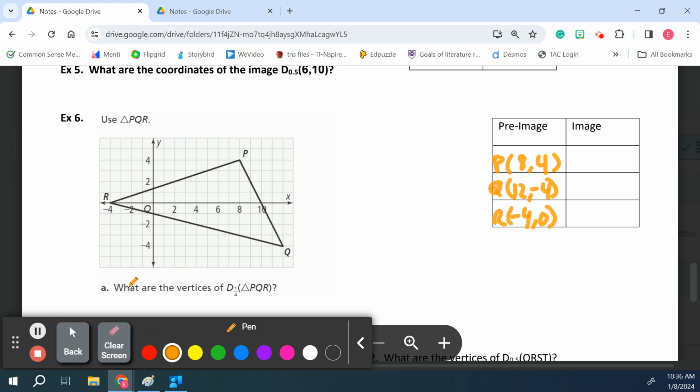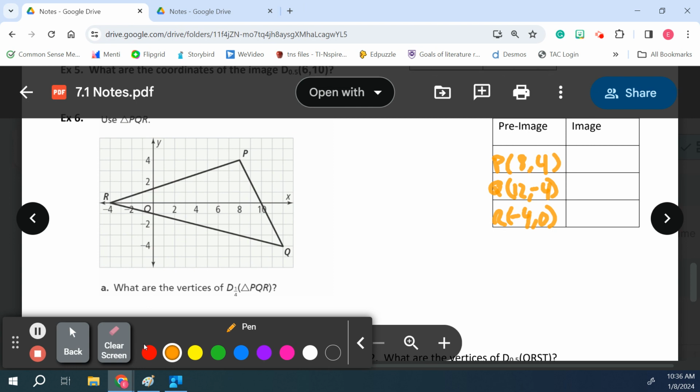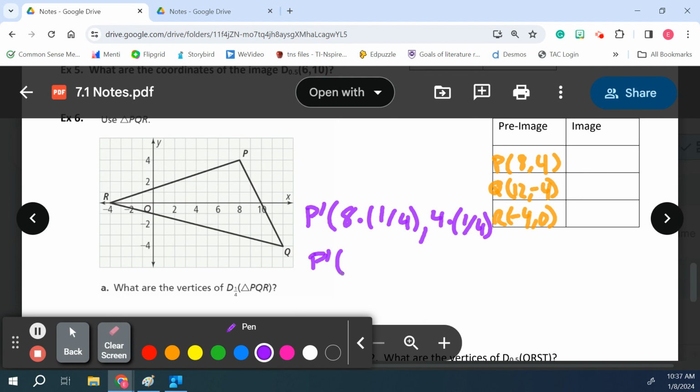Okay, so what they're saying here is, what are the vertices of the dilation of 1/4 of triangle PQR? The first thing we need to state is that this is going to be a reduction, so it's going to get smaller, all right? So if I wanted to find this in my calculator, I'm just going to use P prime as the example. I'm going to take 8 and multiply it by parentheses 1 divided by 4. And then the next part, I'm going to have 4 times 1 over 4. In the end, what is P prime going to be? Who can tell me? What are the points for P prime?